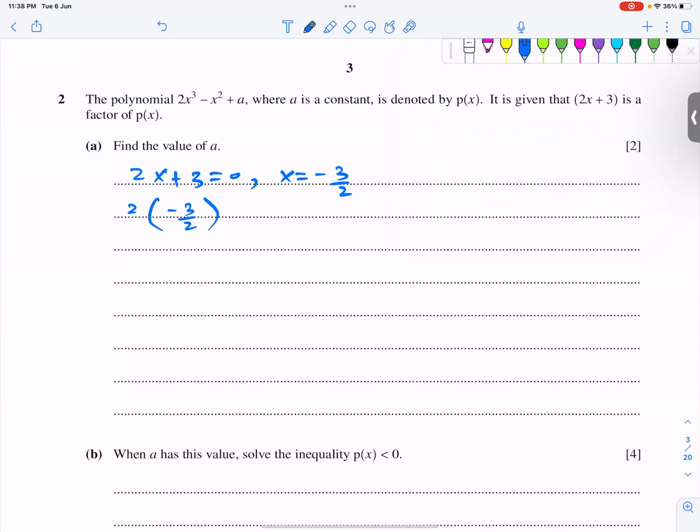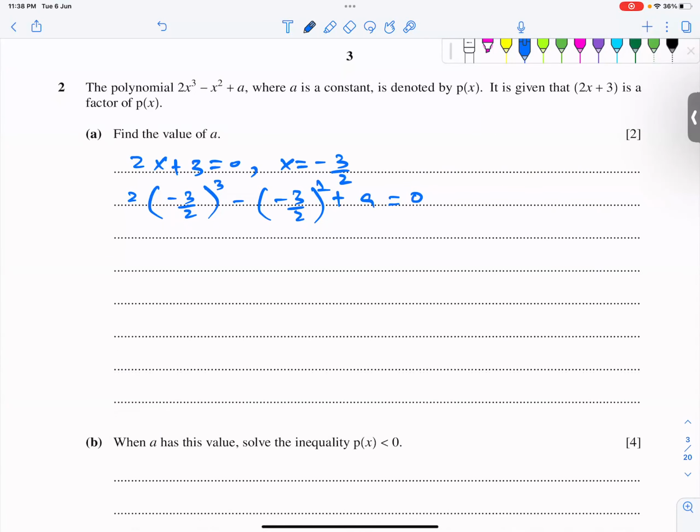So 2 times minus 3 by 2 to the power 3, minus minus 3 by 2 whole square, plus a is equal to 0. As 2x plus 3 is a factor, this will give us the remainder 0. So now this will be minus 27 divided by 8 times 2, minus 9 divided by 4, plus a equal to 0. Now a is my subject.